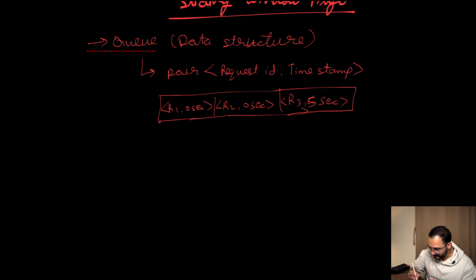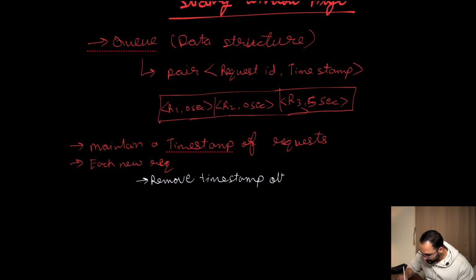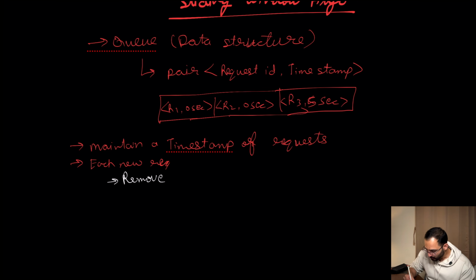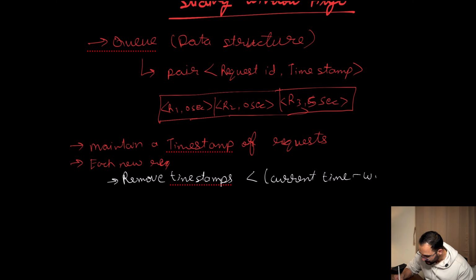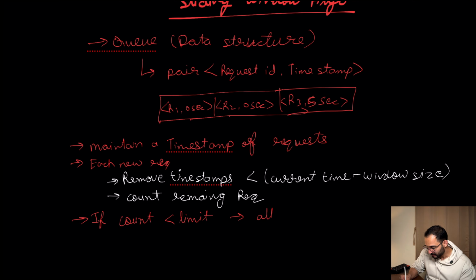Now let's understand how this sliding window algorithm works. We'll maintain a timestamp of each request. For each new request, we'll remove timestamps older than current time minus window size, and we'll count the remaining requests. Now, if the count is less than the limit, we will allow the request, else we will reject it.